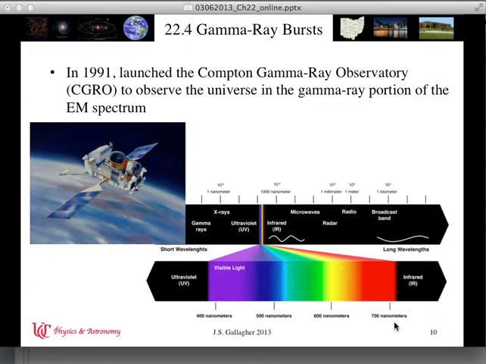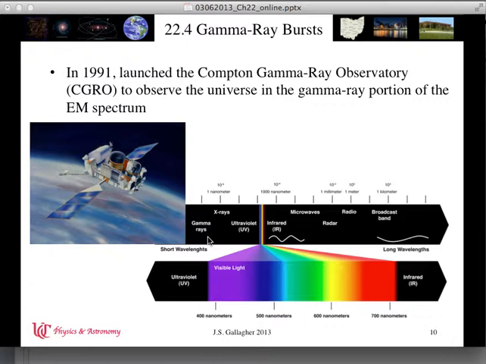So in 1991, NASA launched the Compton Gamma Ray Observatory, CGRO. This was a space telescope, and its purpose was to observe the universe in gamma rays. Okay, we've talked about the electromagnetic spectrum, and you guys should know now that gamma rays are the most energetic form of electromagnetic radiation. These are very high energy radiation. And we've talked about how the universe looks different in the different wavelengths of light. You can learn different things about an astronomical object by observing it at different wavelengths. The CGRO's purpose was to observe the universe in gamma rays.